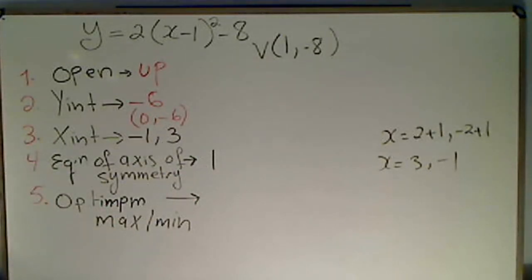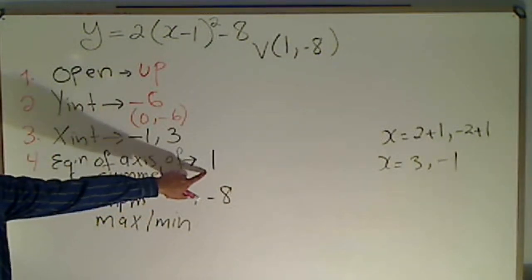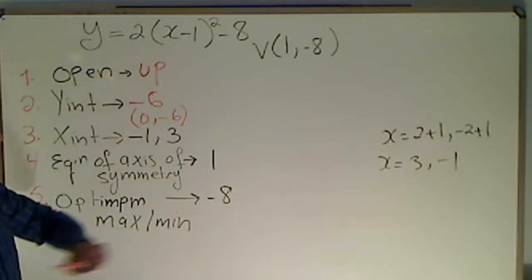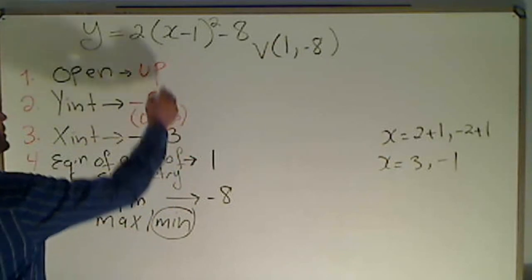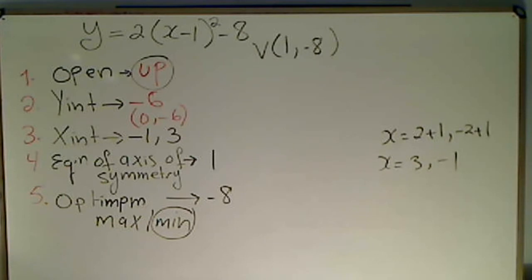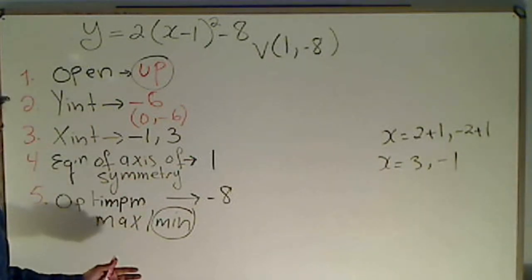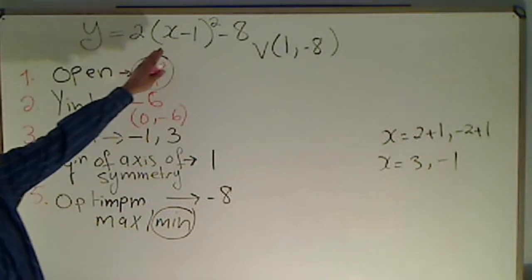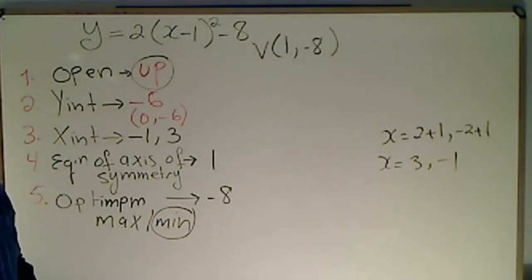What is your optimum value? It's the y-coordinate of the vertex, which is negative 8. You can substitute 1 for x back into the original equation, and I'm sure you're going to get negative 8. In this case, is it maximum or minimum? It must be minimum because the parabola opens upward. If the parabola opens down, then it's a maximum value. So you have all this information now to graph. And like I said earlier in my previous videos, if you want more points on this graph, substitute any value you wish for x and solve for y, and I'm sure those points belong to that graph.